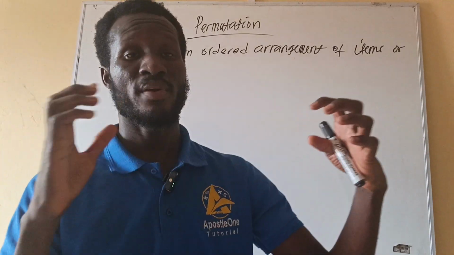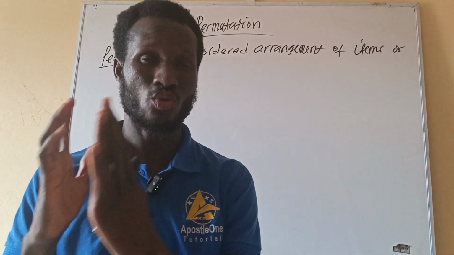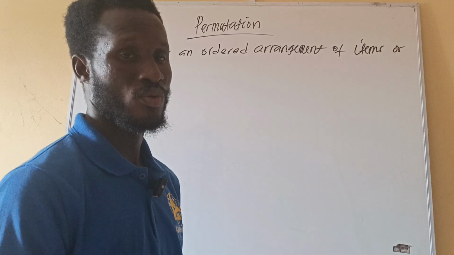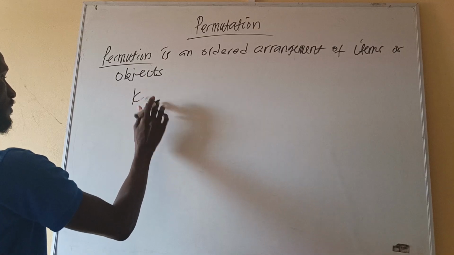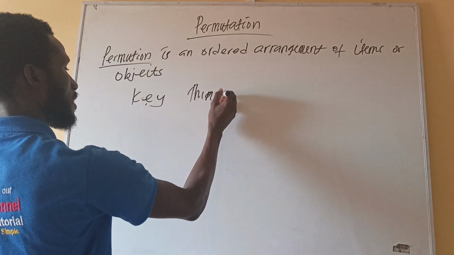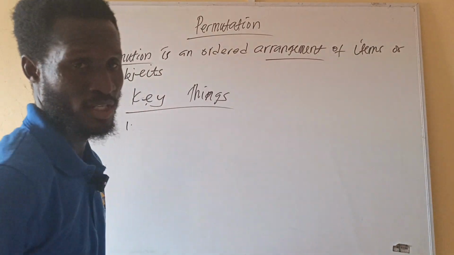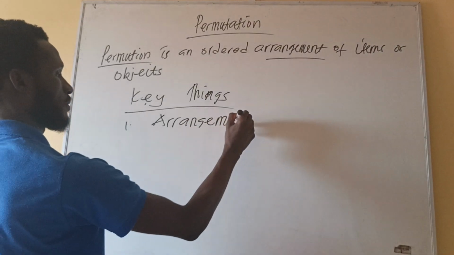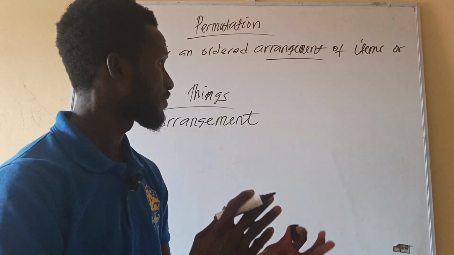So the moment we hear permutation, anytime you are arranging anything, you know that the only way we can solve that particular problem is through permutation. The key things you're supposed to know here is that, one, permutation is all about arrangement, or all about arranging items or anything.